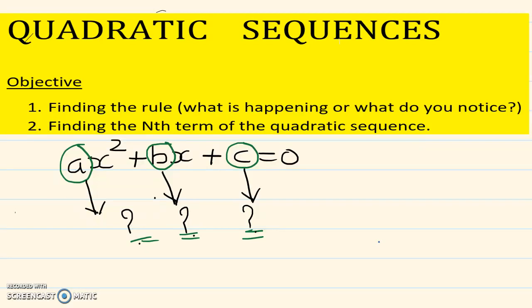Hi guys, today we are going to discuss quadratic sequences and we are going to find the rule. The second learning objective is to find the nth term of quadratic sequences. I have already written the quadratic sequence, ax² + bx + c = 0. Our main aim is to calculate the values of a, b and c, so I have put a question mark here. Let's see the question quickly.